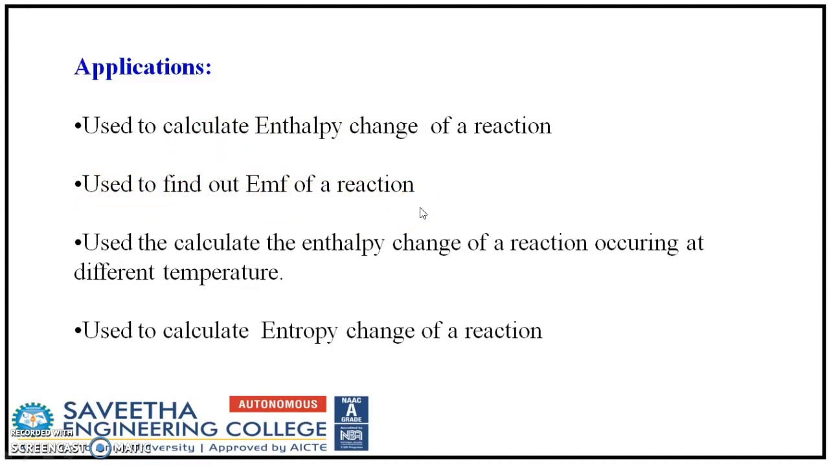We know that delta G is equal to minus nFE, and from this equation, if we know the delta G value, it is easy for us to calculate the E naught value, that is the EMF of a reaction. It is used to calculate the change of enthalpy of a reaction occurring at different temperatures. So if they give two different temperatures T1 and T2 and delta G, it is easy for us to calculate the change in enthalpy of a reaction. And it is used to calculate the entropy change in a reaction. And these are some of the applications of the Gibbs-Helmholtz equation.